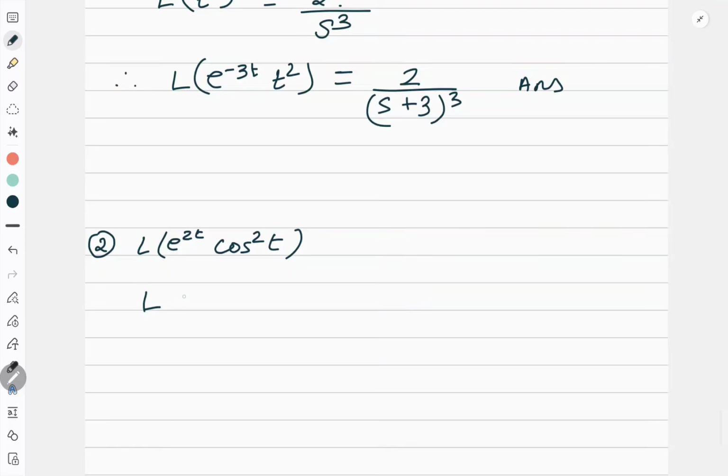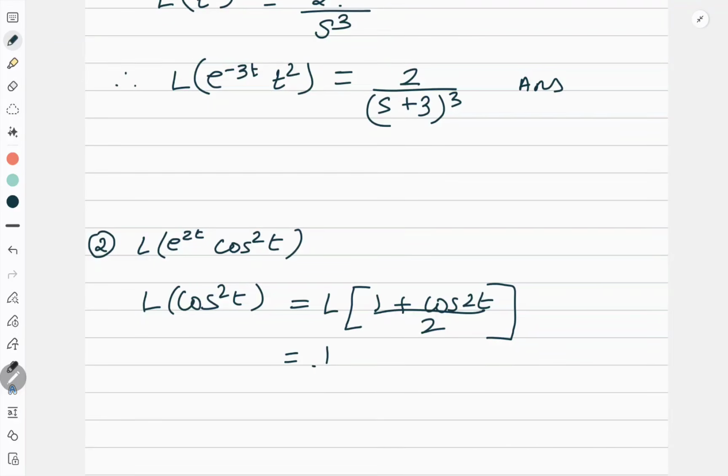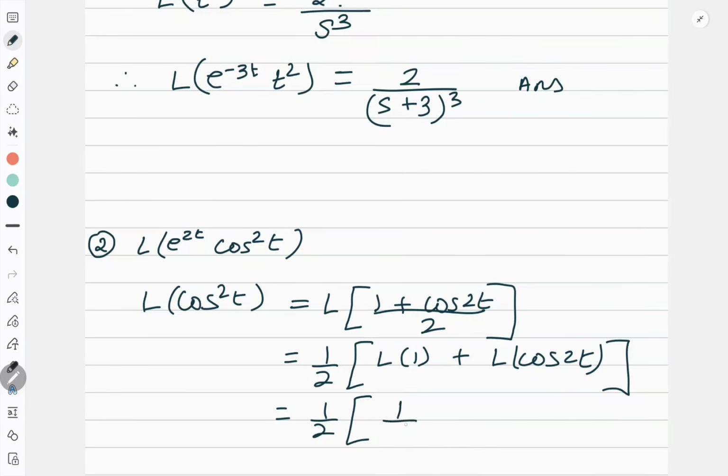Okay, let's move to the next question. Now, first you will find out Laplace transform of cos square t. As I know, I can't do Laplace of cos square t directly. So, I'll write L of, using the half angle formula, (1 plus cos 2t) upon 2. Correct? Which is equal to 1 by 2, by linear property, Laplace of 1 plus Laplace of cos 2t, which is equal to 1 by 2, (1 by s plus s upon s square plus 4).